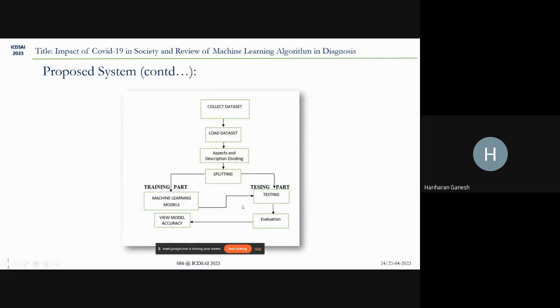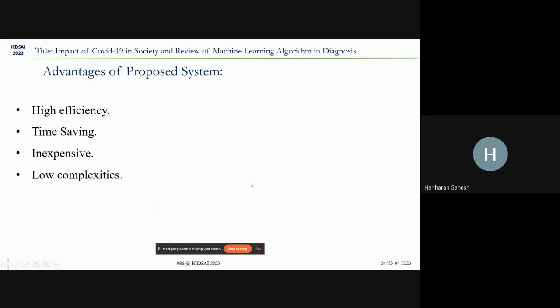and this is our proposed system. We collect the data set, we load the data set, and then the features and labels are divided, which is splitting. The training part goes into machine learning models. The testing part gets tested, it goes for evaluation, and then we view the model accuracy. The advantage of the proposed system is high efficiency, it is time saving, and it is inexpensive because we use machine learning, and it has low complexities.